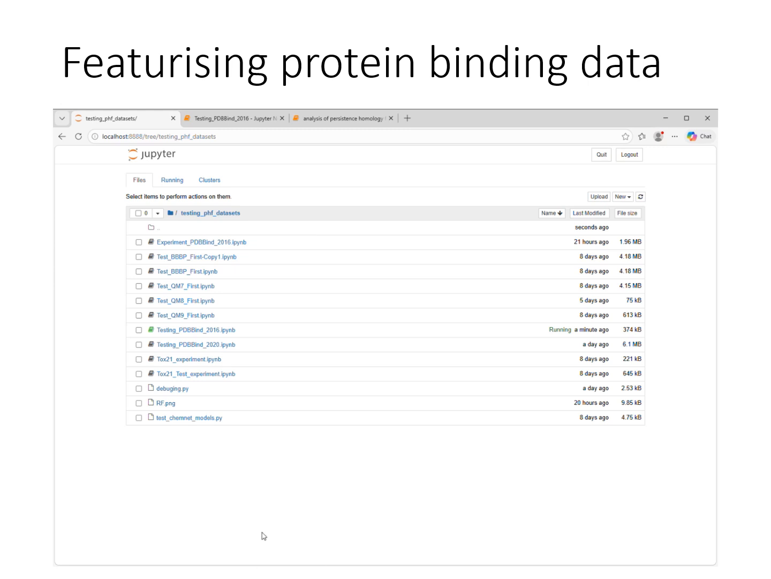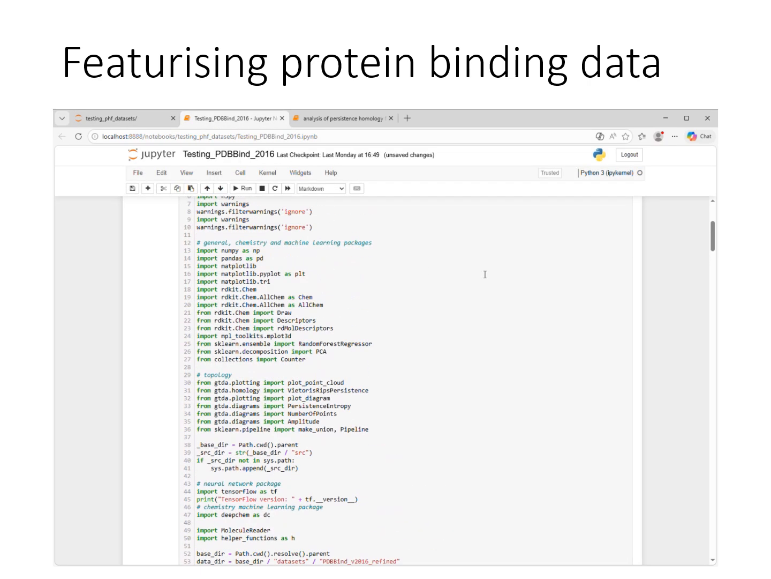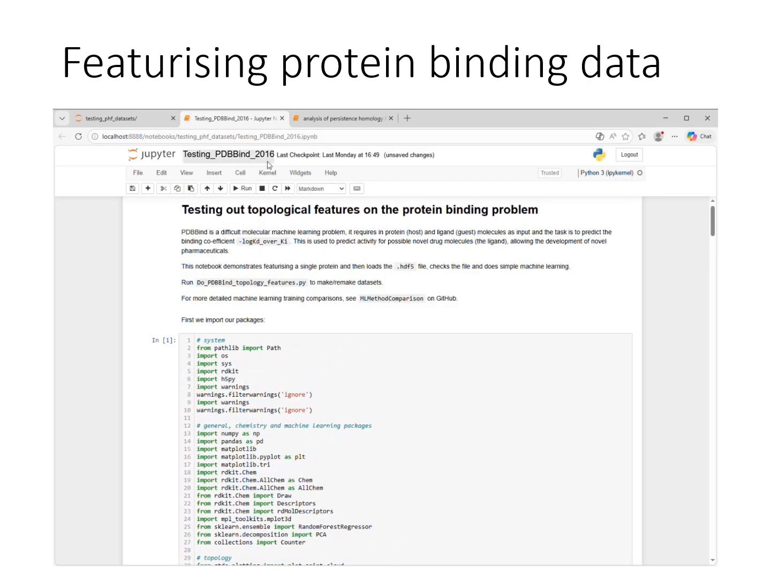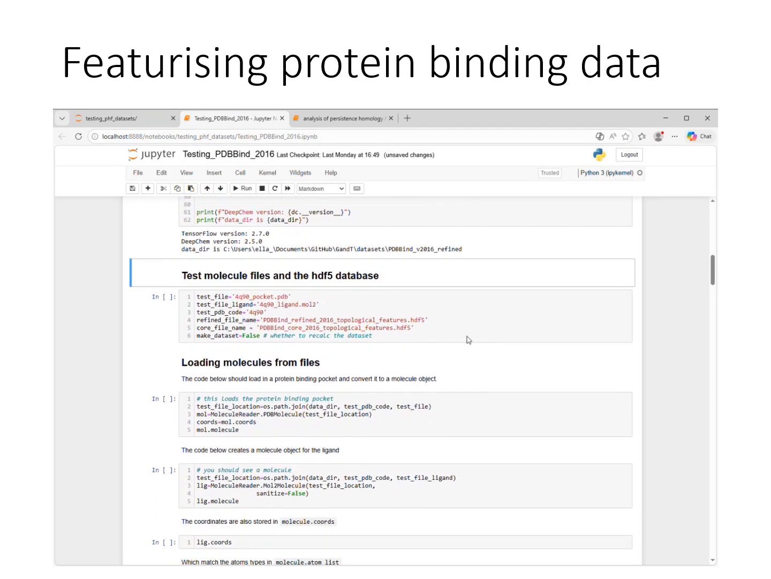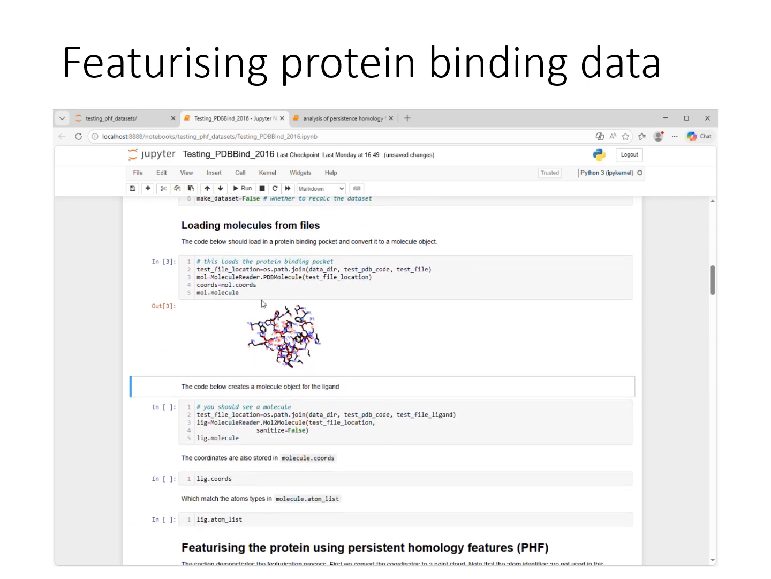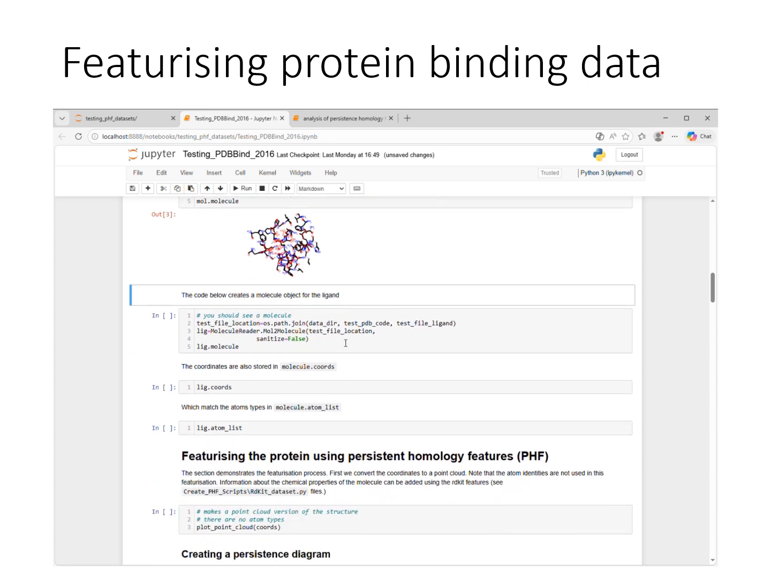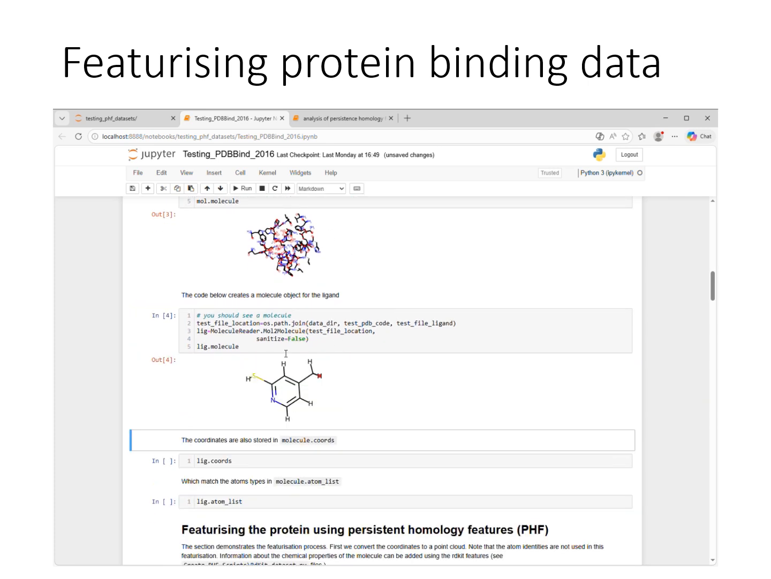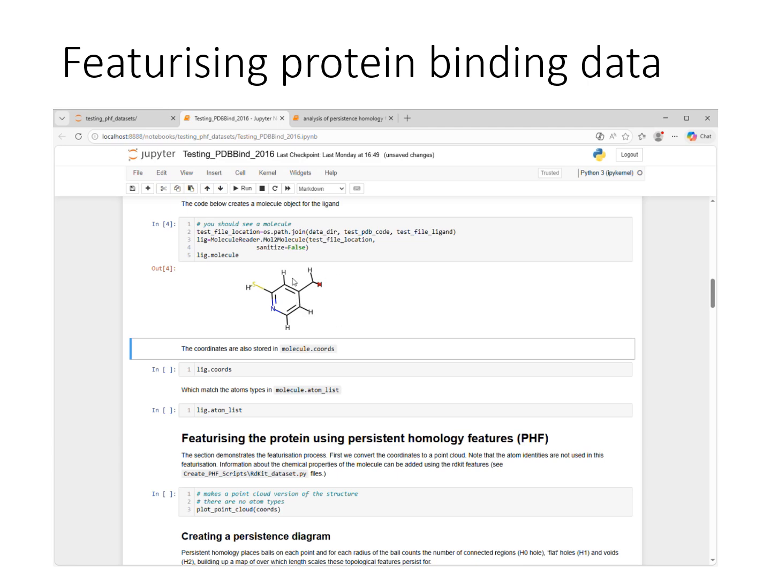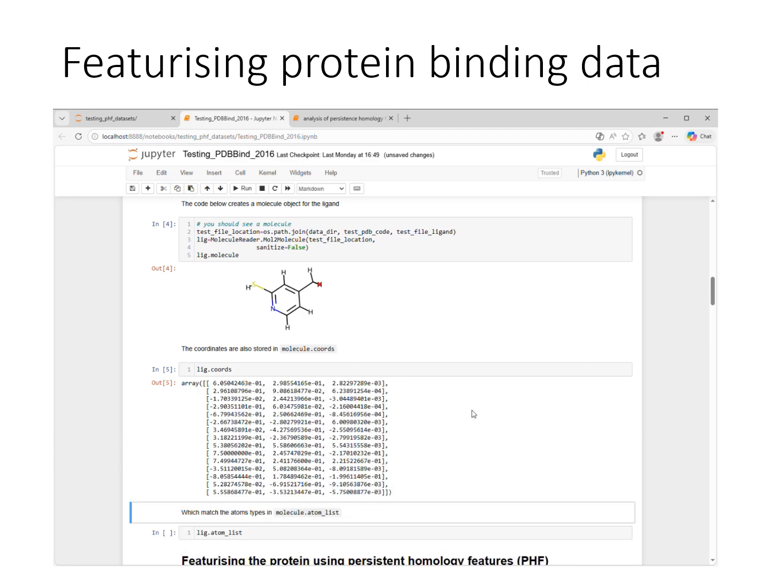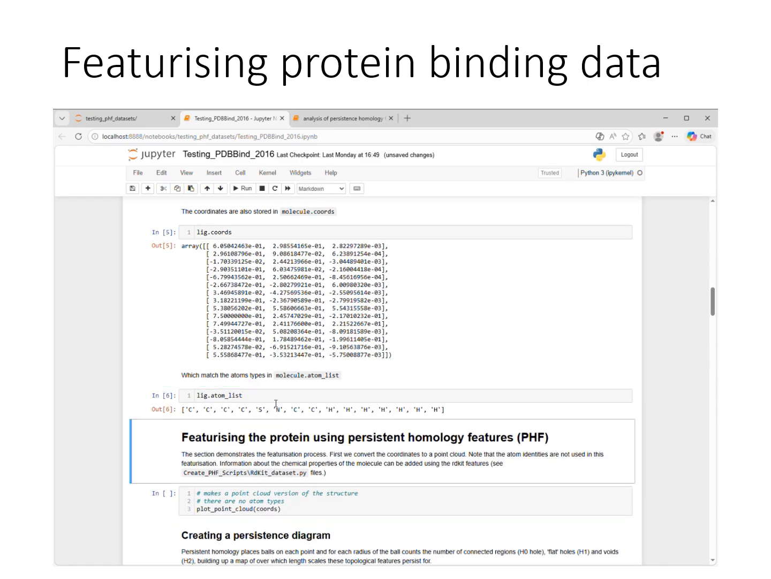Now we're going to look at a slightly more complicated example found in the testing PHF datasets, which is the protein binding problem, and we're using the 2016 version of the data. So first we have a look at some of the files. As you can see, we can load the protein binding pocket and the ligand into these molecule objects. And these aren't just pictures, because we also have the coordinates of the atoms and the atom list.